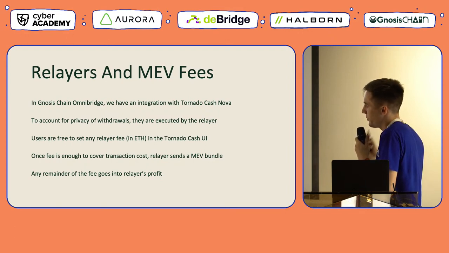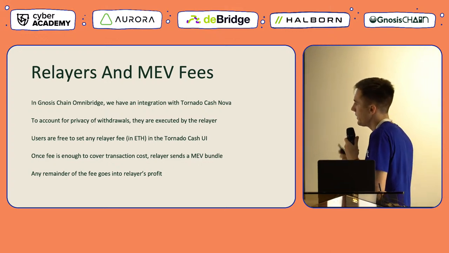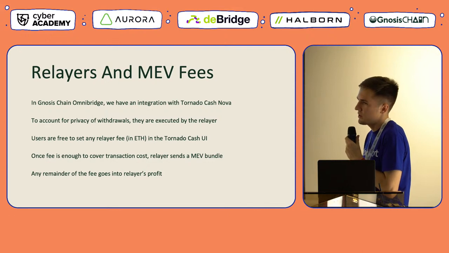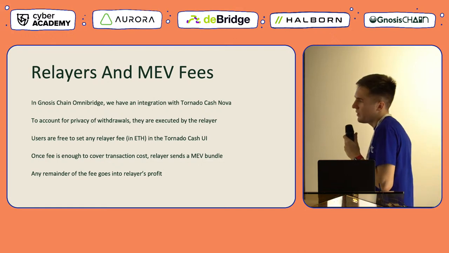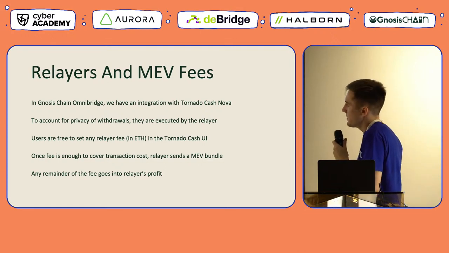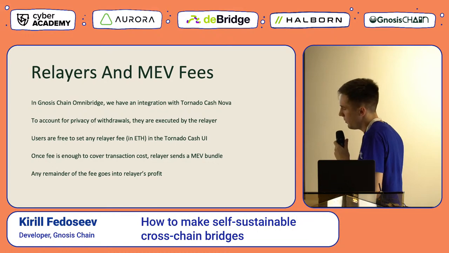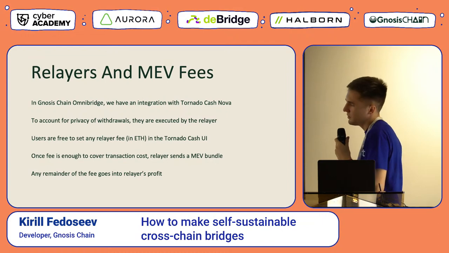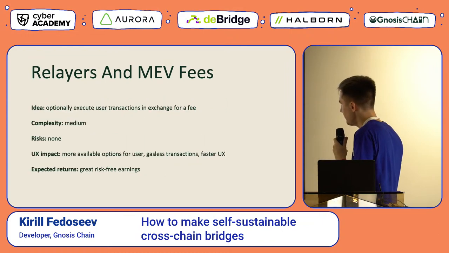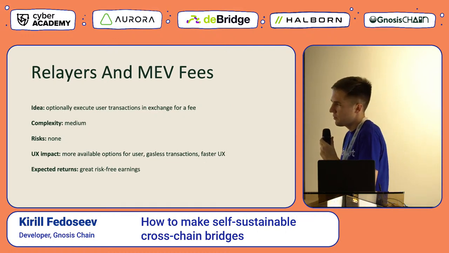After this withdrawal request has been submitted and processed by the relayer, it just waits until this fee gets high enough to cover the potential transaction costs, the miner priority payment, and the direct miner payment that can happen within the MEV bundle. Once this fee becomes great enough, the relayer generates, signs, and sends the necessary MEV bundle. Any remainder of this fee after subtracting all of these transaction costs we count as the relayer's profit.